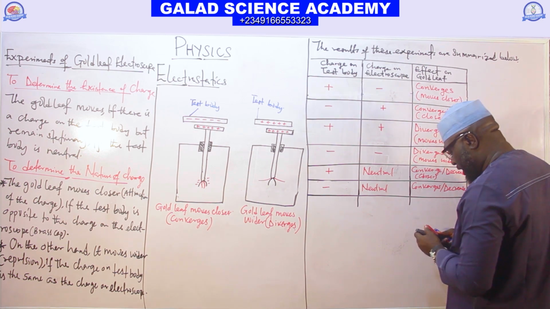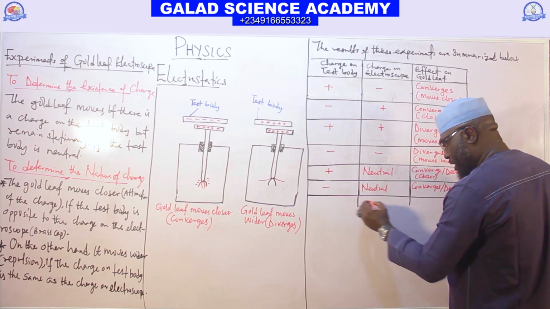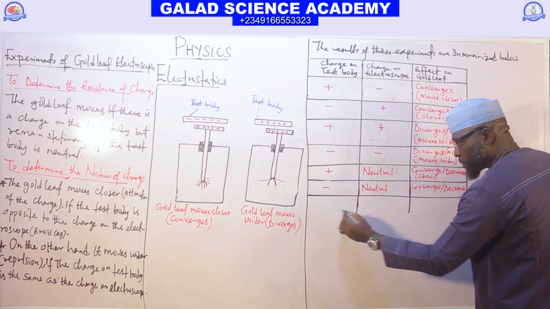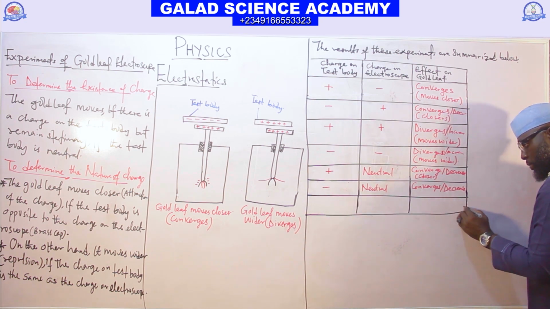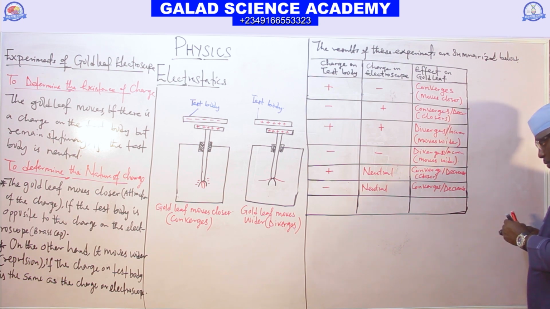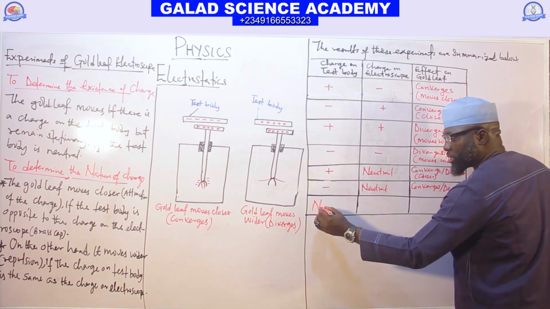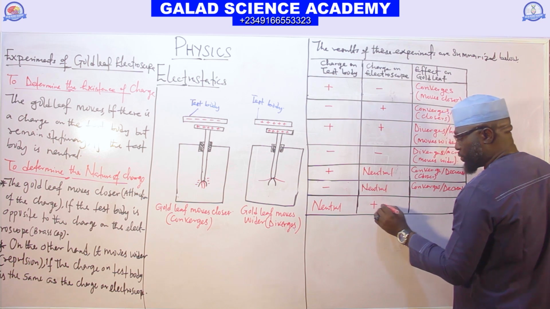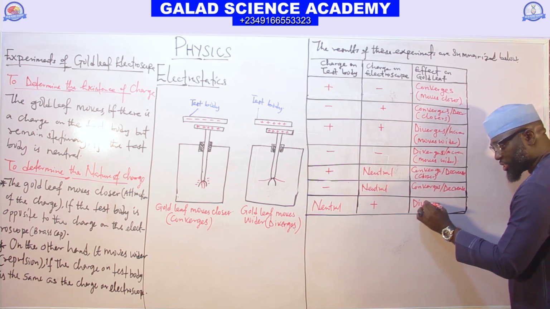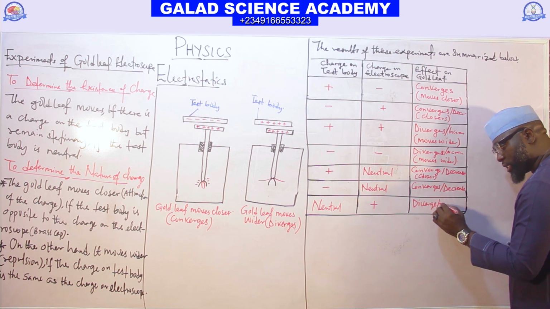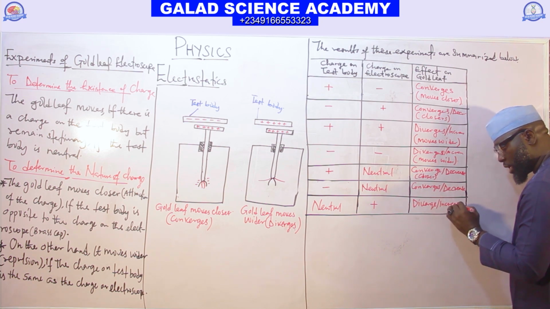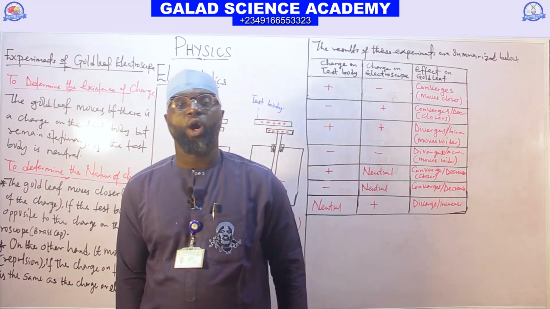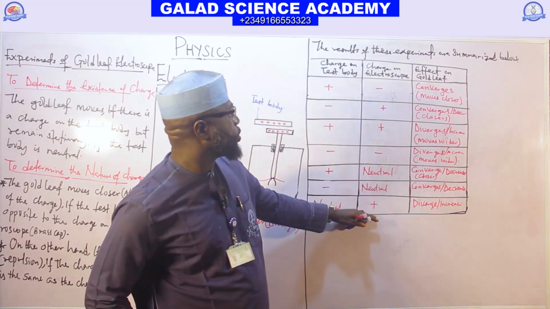But when the test body is neutral, you have a neutral test body and the gold leaf is positive, it will diverge, which is an increase. So that is all about the experiments of the gold leaf electroscope.